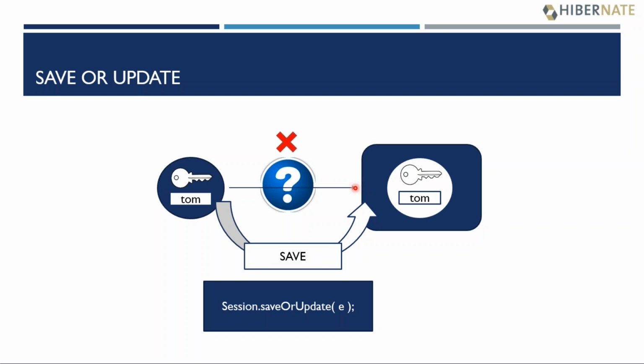Is this clear? Save or update? In the session, you have a method called saveOrUpdate. First, it will check in the persistence context. If the object is already associated with the persistence context, then it updates the object. If the object is not associated with the persistence context, it will create a primary key for the object, save the object, and move it into the persistence context. So saveOrUpdate is used for saving the object for the first time as well as updating it in the future.